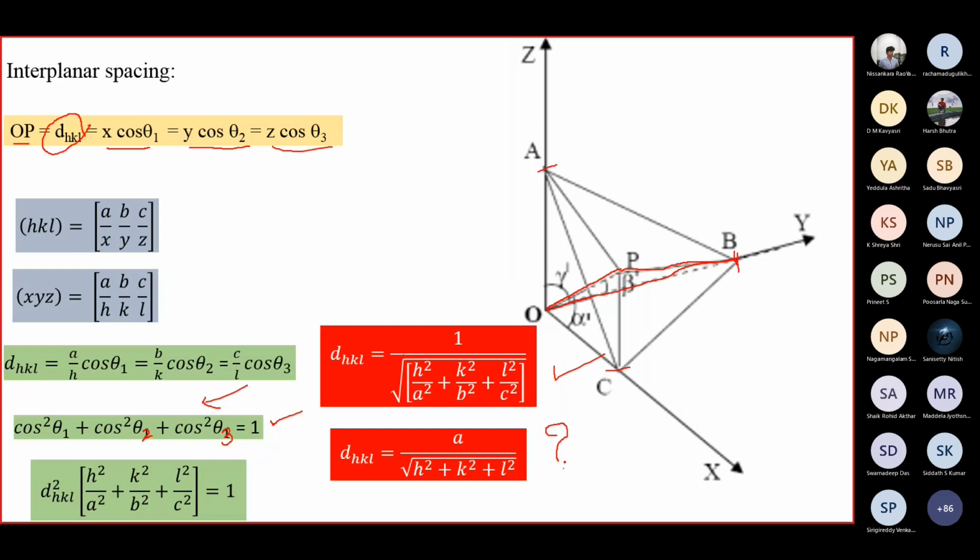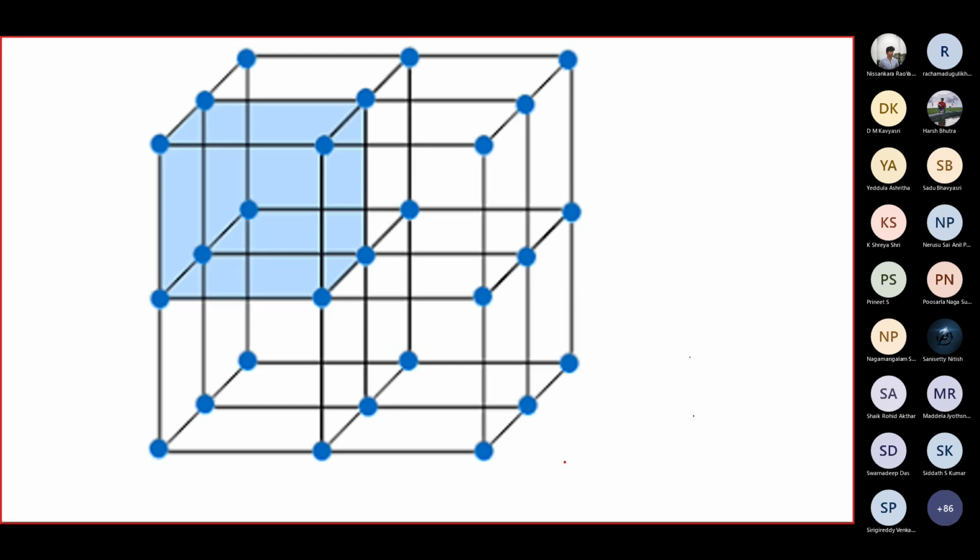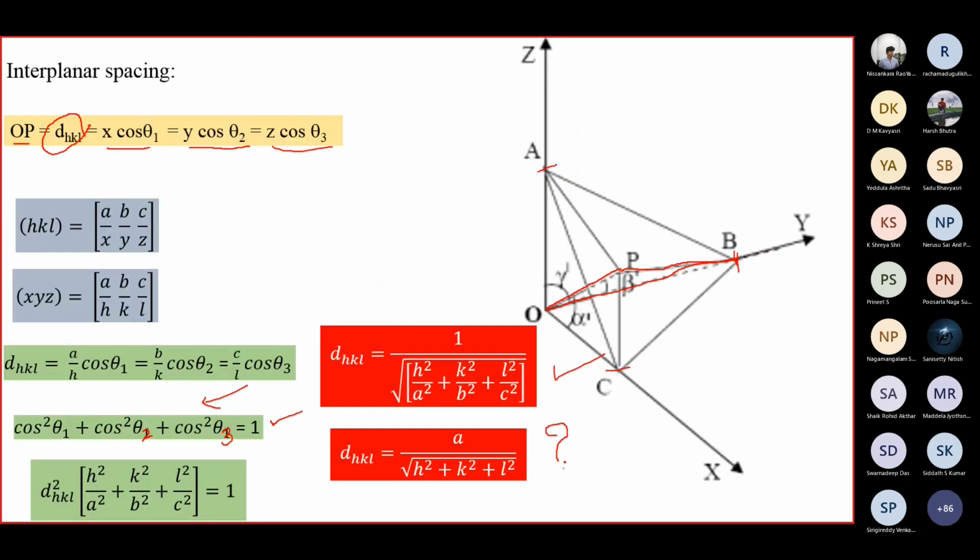Clear? So now, when did you use that second formula? Can you repeat it again? The second formula you can use when a is equal to b is equal to c, for cubic. And what are the other crystal systems which have a, b, c equal? For trigonal. Okay? For cubic and trigonal only you can use this. For others you cannot use it. So this is the general formula which you can use for any type of crystal system.